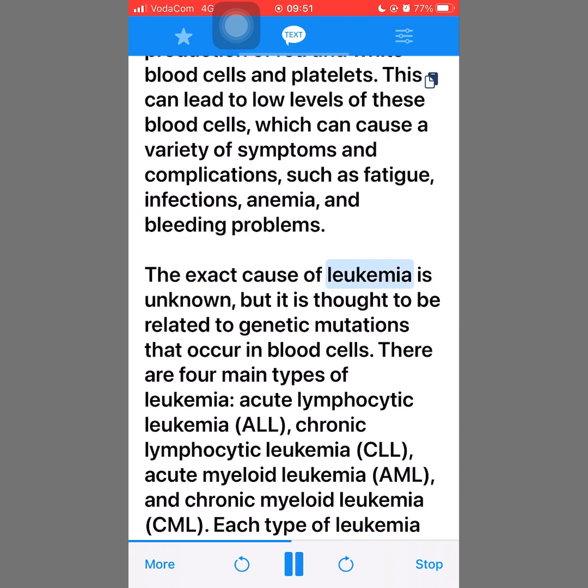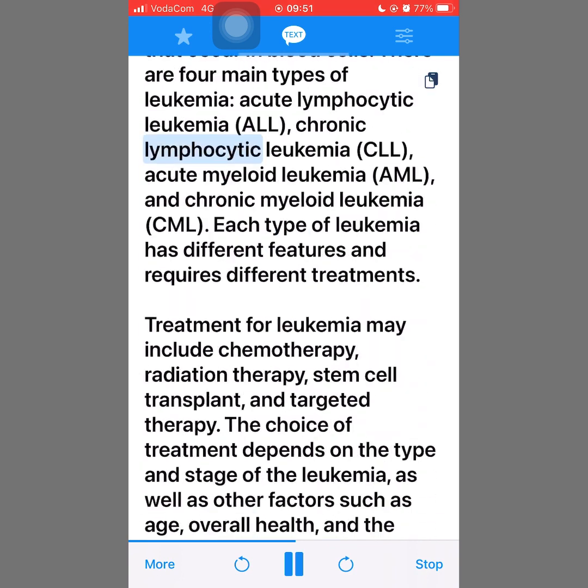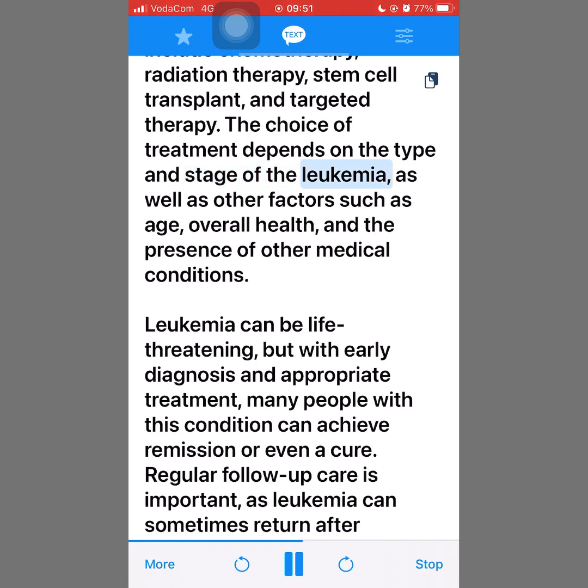The exact cause of leukemia is unknown, but it is thought to be related to genetic mutations that occur in blood cells. There are 4 main types of leukemia: acute lymphocytic leukemia, ALL; chronic lymphocytic leukemia, CLL; acute myeloid leukemia, AML; and chronic myeloid leukemia, CML. Each type of leukemia has different features and requires different treatments. Treatment for leukemia may include chemotherapy, radiation therapy, stem cell transplant, and targeted therapy. The choice of treatment depends on the type and stage of the leukemia, as well as other factors such as age, overall health, and the presence of other medical conditions.